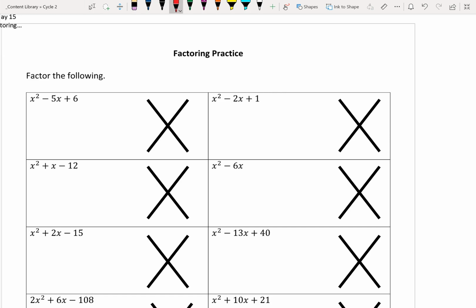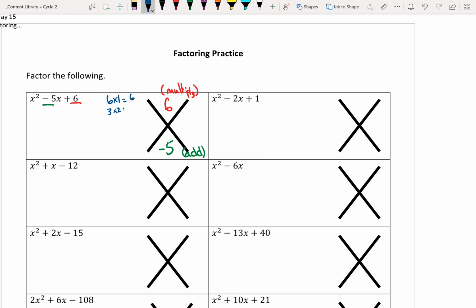So again, the 6 is going to go on top. The minus 5 is going to go on the bottom. So now I'm looking for two numbers that add to negative 5 and multiply to positive 6. So I can look at the numbers that multiply to 6. I have 6 times 1. I have 3 times 2, and that's it.